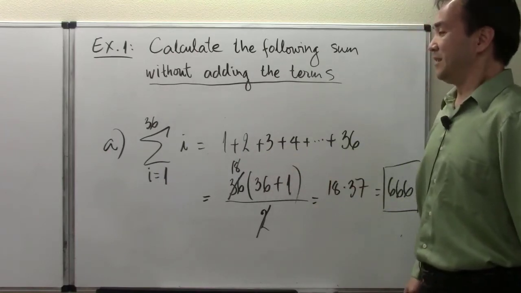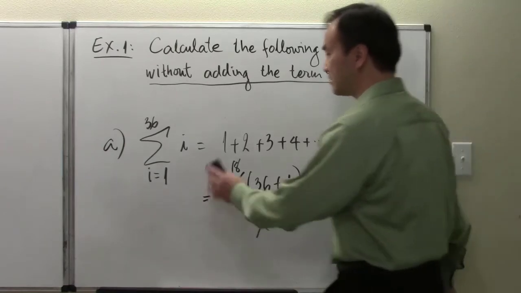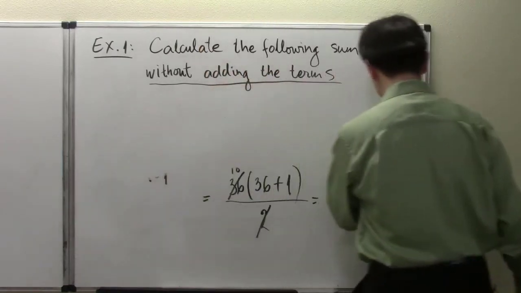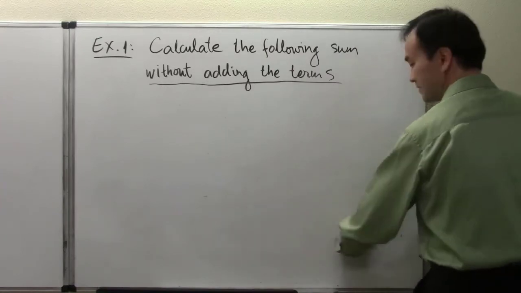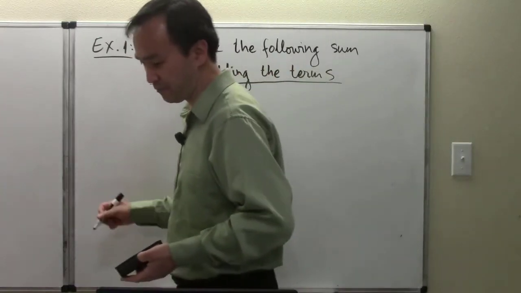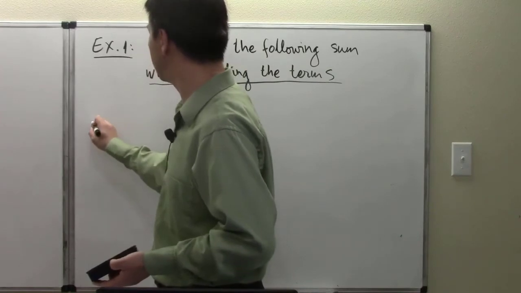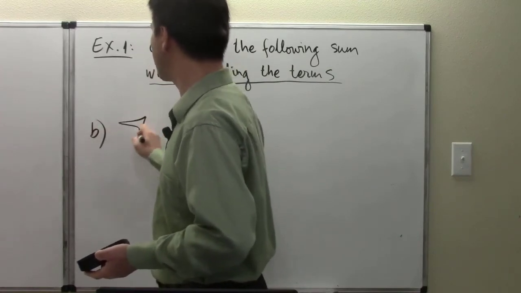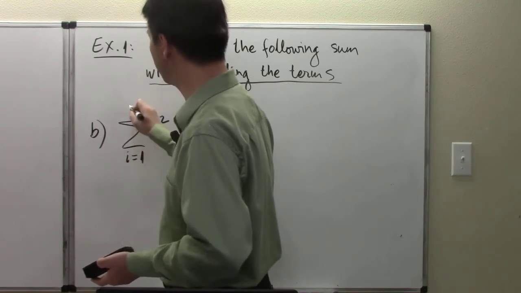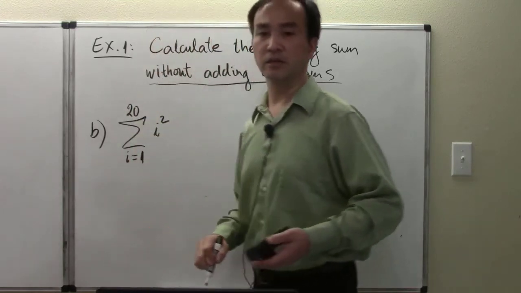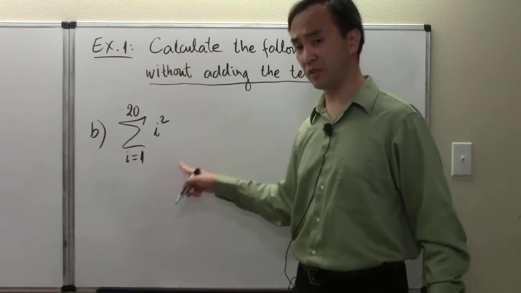All right, let's look into another problem. We're still in example 1. How about part B of the example? Let's look at the summation where each term is i squared, and we're summing from the first term to the 20th term. In other words, we have 20 terms altogether.